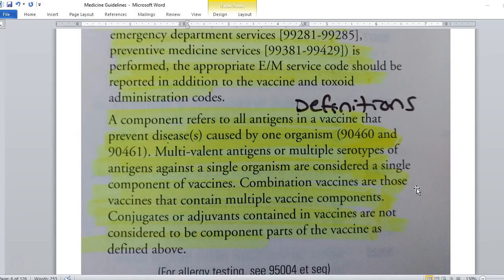That's one organism. But we also have combination ones. So it tells us combination vaccines are those vaccines that contain multiple vaccine components. Conjugates or adjuvants contained in vaccines are not considered to be component parts of the vaccine as defined above. So for instance, a lot of us know about MMR, measles, mumps, and rubella. We all have to get it to go to school. And so that is a combination vaccine. It is one shot and all measles, mumps, and rubella are inside that vaccine.